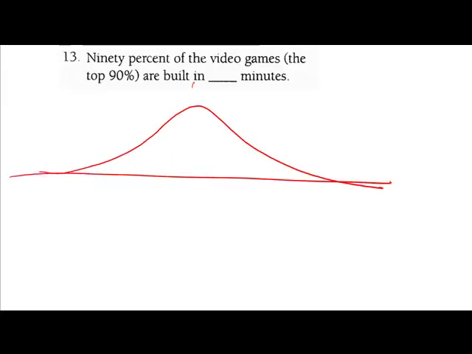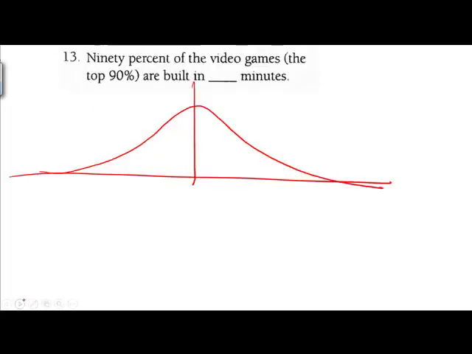90% of the video games are built in blank minutes. Okay, this is new. I haven't shown you this before. Let's do our curve. The average time to build a video game was, well, I forgot already, 20 minutes, standard deviation of 5.